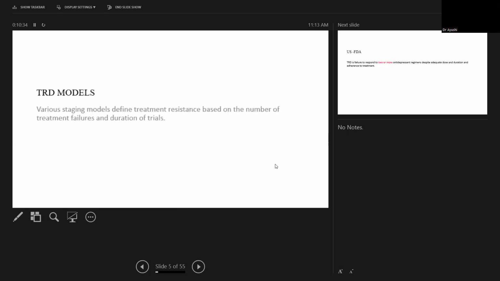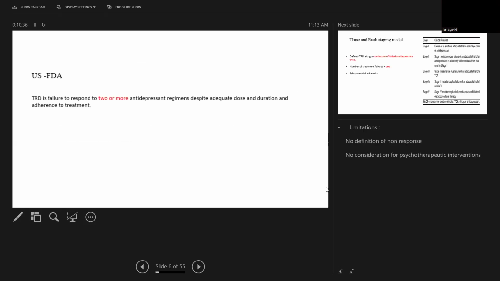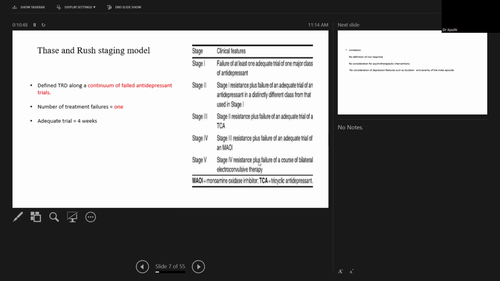So the first is US FDA. According to US FDA, TRD is failure to respond to two or more antidepressant regimens despite adequate dose and duration and adherence to treatment. Then there is Thase and Rush staging model. This defined TRD along a continuum of failed treatment trials. Failed antidepressant trials.